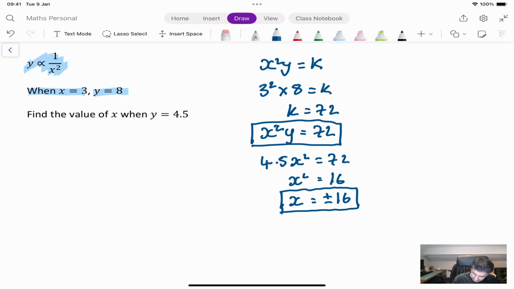I could have written my answer twice. I could have written x is equal to 4 and x is equal to negative 4. So either way is absolutely fine. I prefer to write it as plus or minus 4.